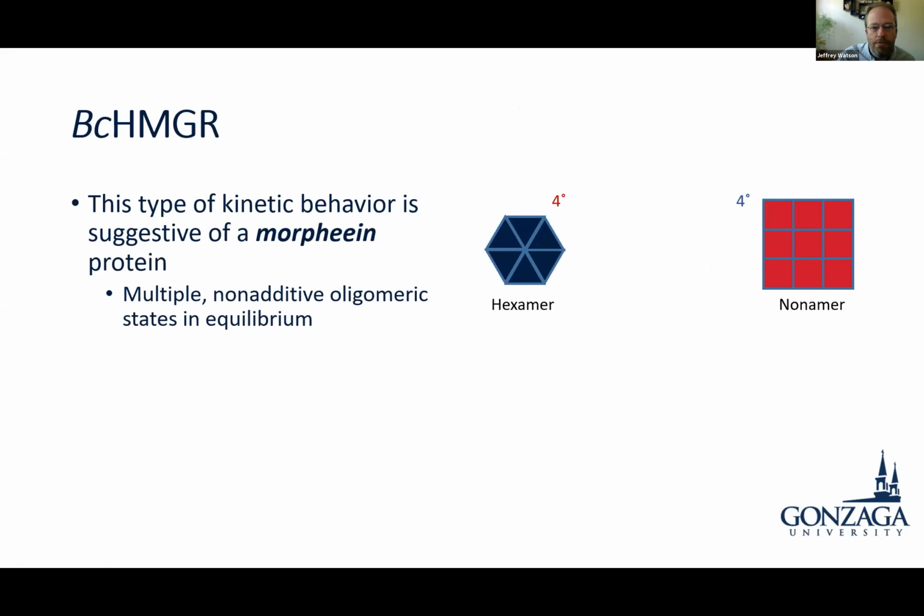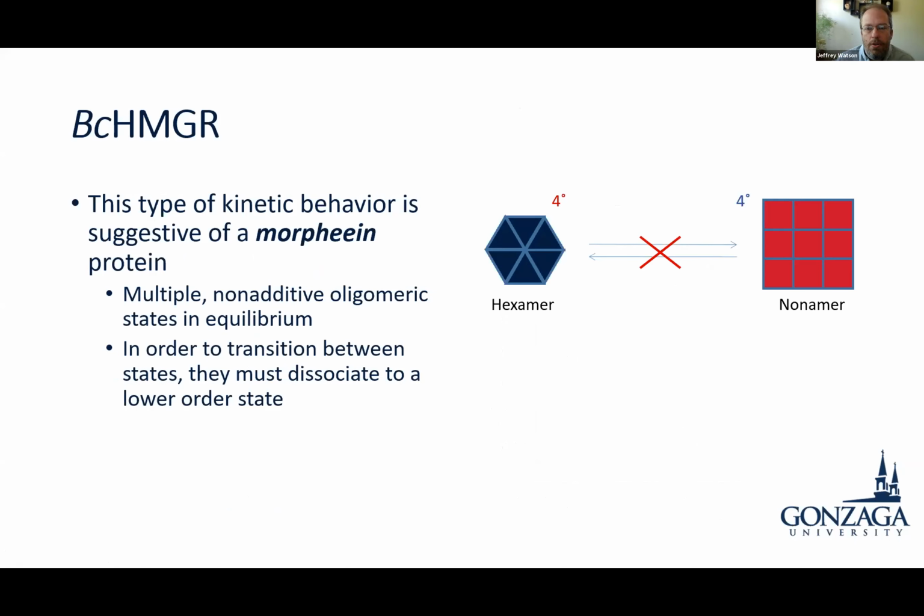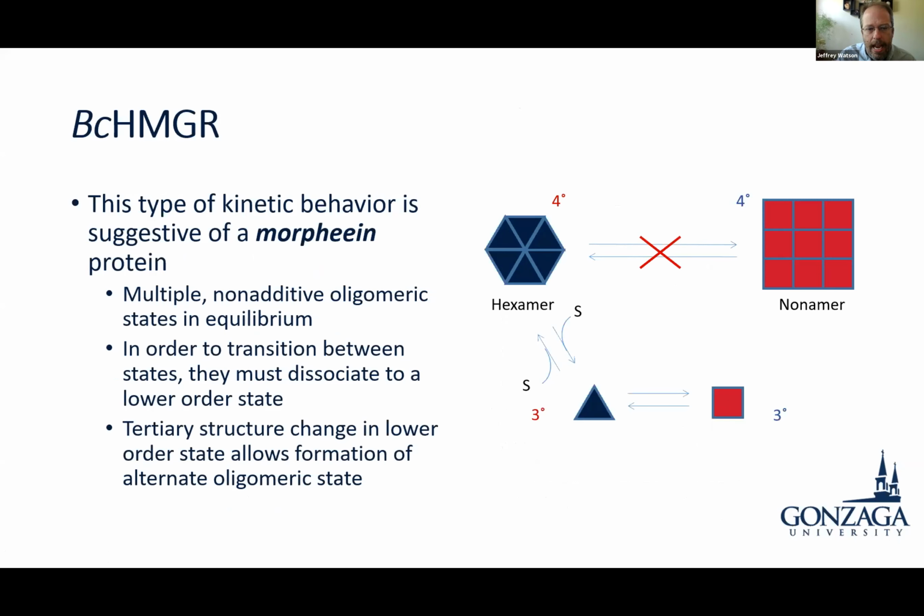So just to review very quickly, these are multiple non-additive oligomeric states in equilibrium with one another. But in order to transition between these states, for example, a hexamer and a nonamer, they must dissociate to a lower order state, okay? Maybe a monomer, maybe a trimer, and then a tertiary structure change in that lower order state switches to a form that can take on the alternate oligomeric state.